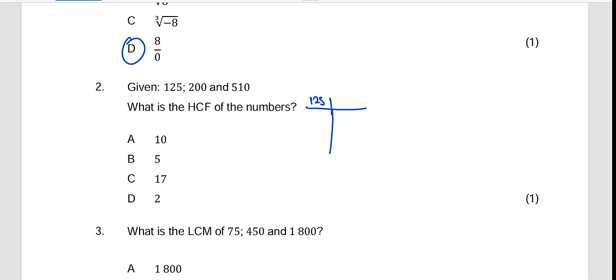Guys, we're going to use our prime numbers. What are prime numbers? Numbers that have two factors, one and itself. They don't have any other factors. 2, 3, 5, 7, 11, 13, 17, 19, 23, etc., to infinity.